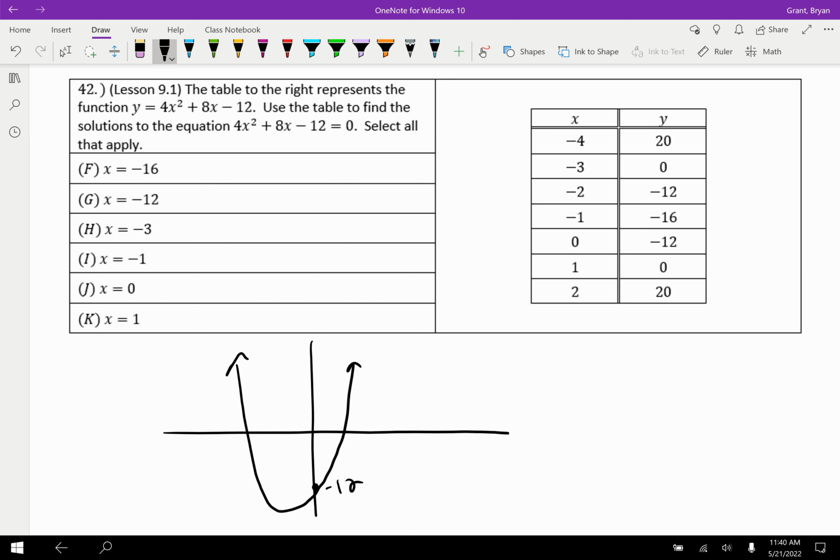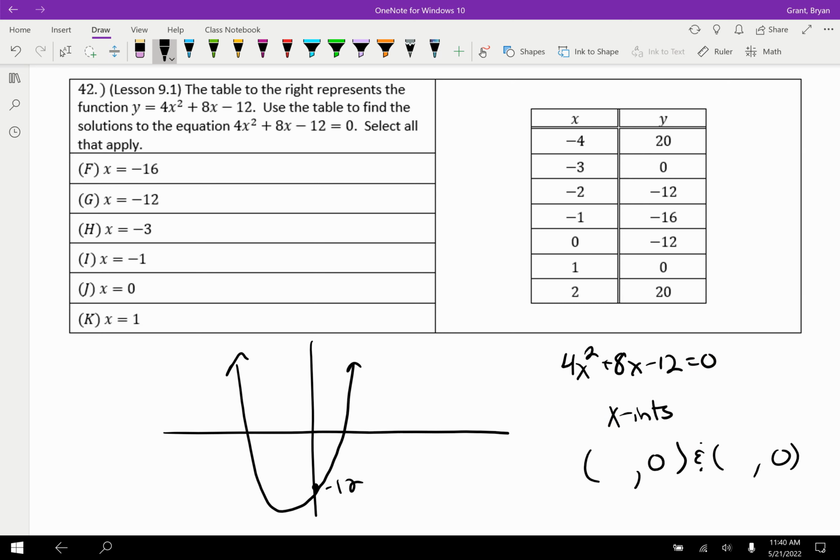Looks something like this. Now, if you are asked to find the solutions to 4x squared plus 8x minus 12 equals 0, we should realize that somebody set the equation equal to 0. And we always set an equation equal to 0 to find what about a graph? Well, that's going to find our x-intercepts. Right? By setting an equation equal to 0, you're telling them that you made the y equal to 0.